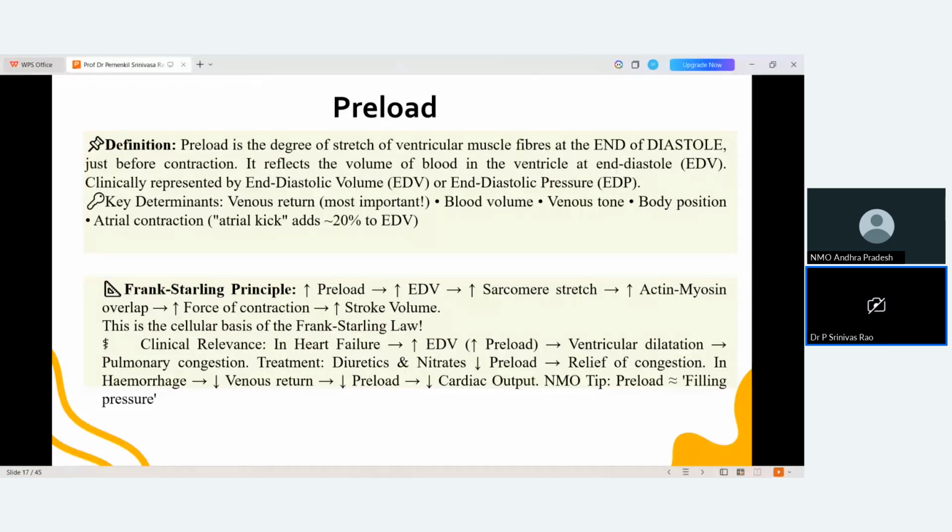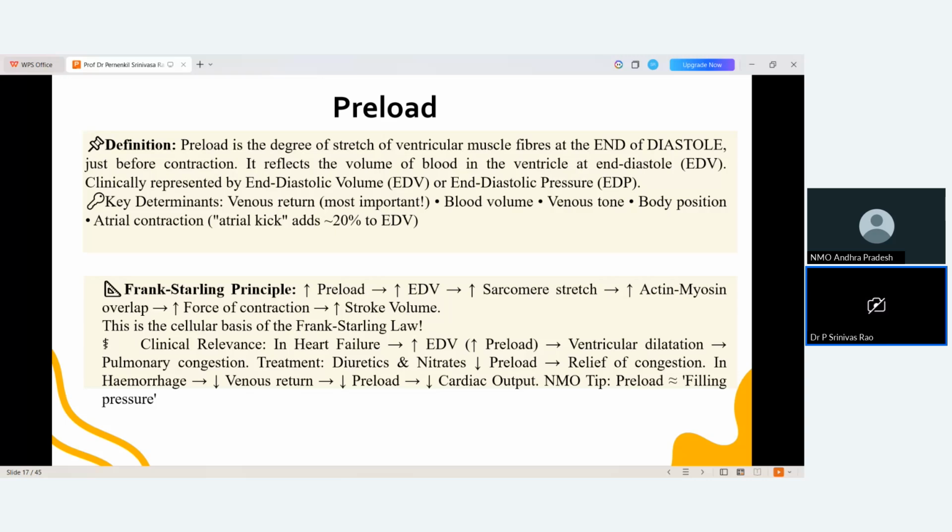Then venous tone. Suppose the patient is having less tone, that means the blood is stored inside the veins. For example, in anaphylactic shock, there is vasodilatation. What do you mean by vasodilatation? Not only the arteries are dilated, the veins are also dilated. When the veins are dilated, what will happen to the blood? It will work as a storehouse for the blood. So the amount of blood in the arteries will be less. Why is it less in the arteries? Because it is being stored in the veins.